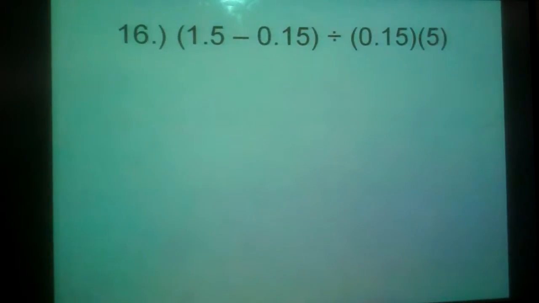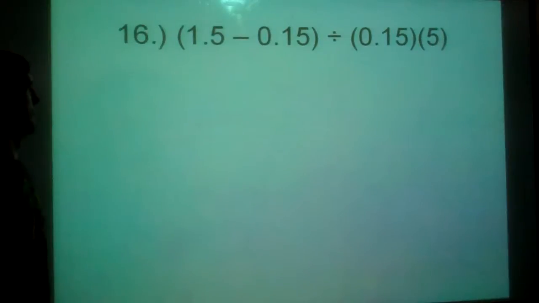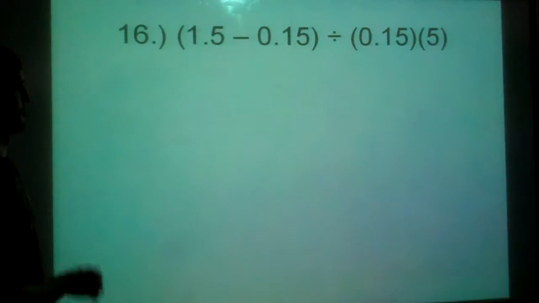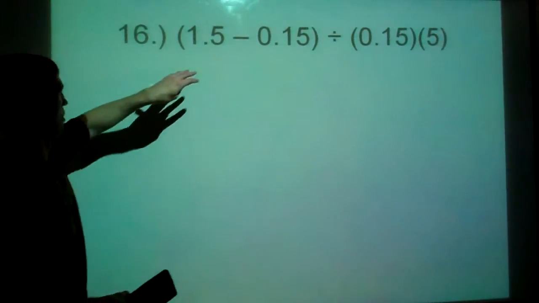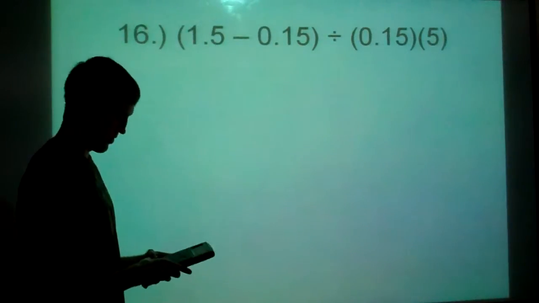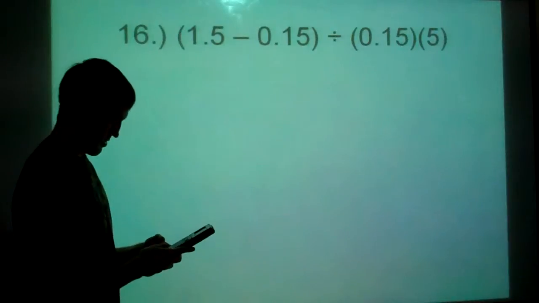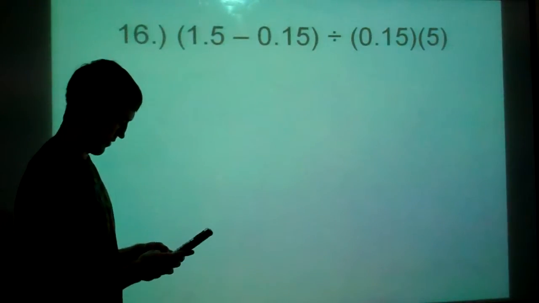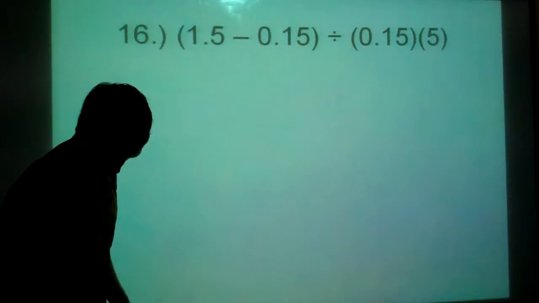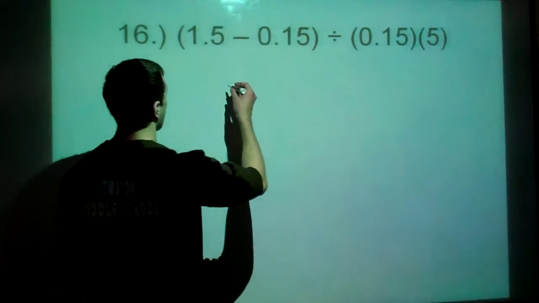Number 16, this is a bit of an order of operations problem. We want to do inside the parentheses first. I'm just going to do this one on the calculator, 1.5 minus 0.15, and we get 1.35.